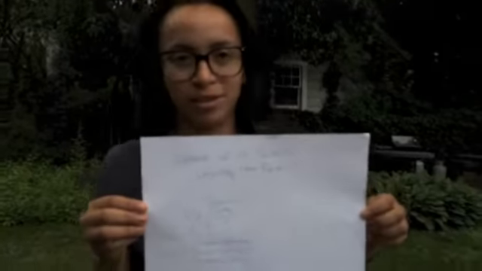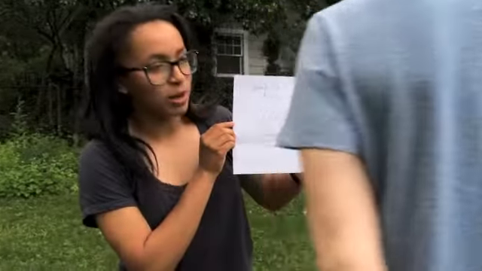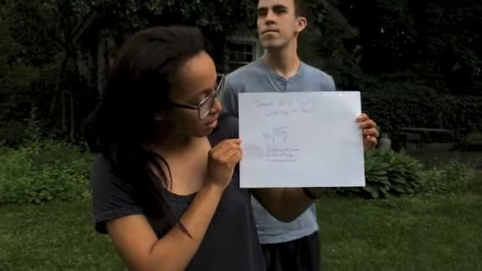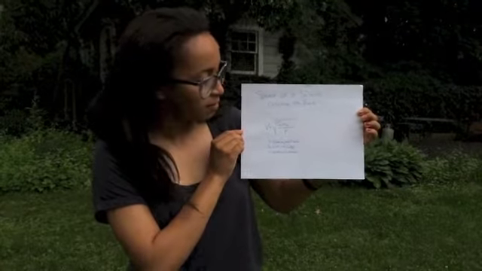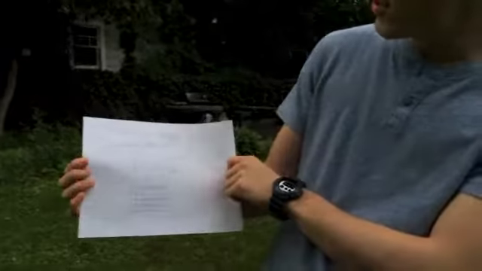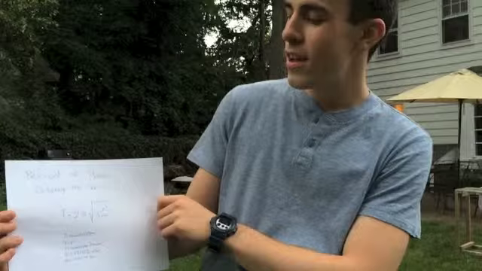There are many different formulas for finding speed, period, and gravity. For example, velocity equals the square root of the gravitational constant times the mass of Earth divided by the radius. Period of a planet orbiting the sun: T equals 2 pi times the square root of r cubed divided by the constant G times the mass of the sun.